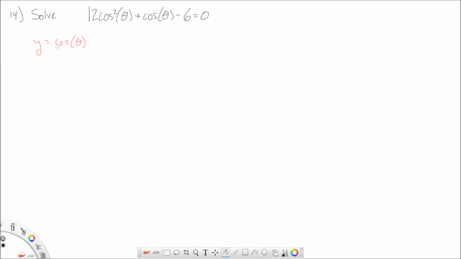Now if we make y cosine of theta, the first term, cosine squared, is going to be y squared. This is exactly what we called y, so we have plus y, and then minus 6 equals 0. So the first step was just to make it look a little bit simpler, and now we're going to try to factor and solve for what y has to be in this simpler equation. So we're going to try to factor it.